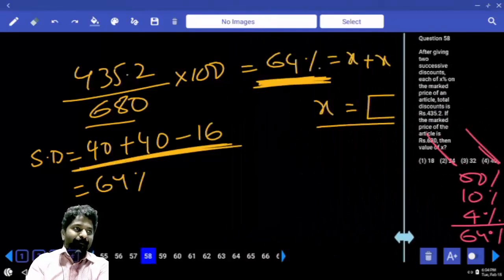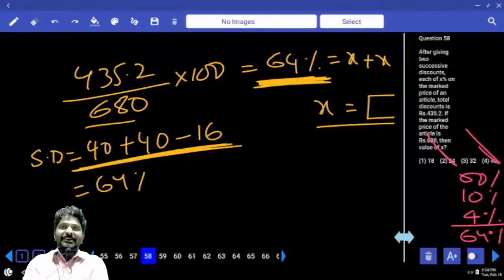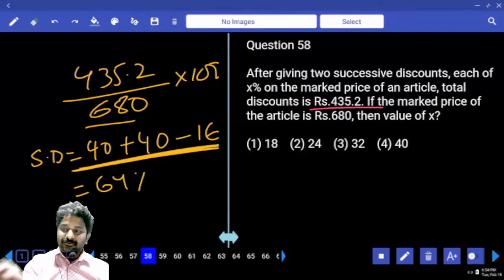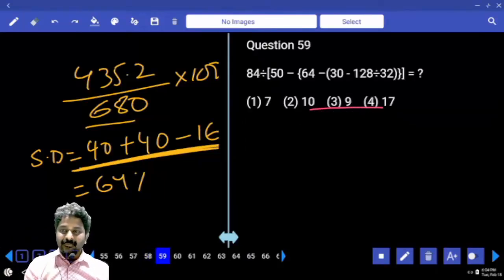40 plus 40 minus 40 square by 100, 1600 by 100, which is 16, satisfied to 64. Got the answer. Right? Correct. 435 is discount only. I overlooked it.